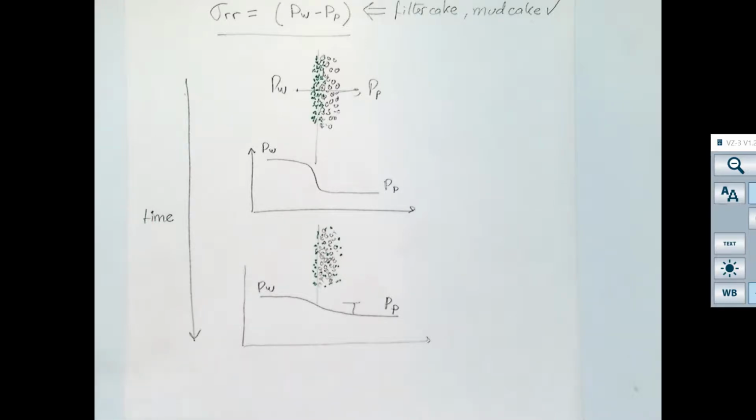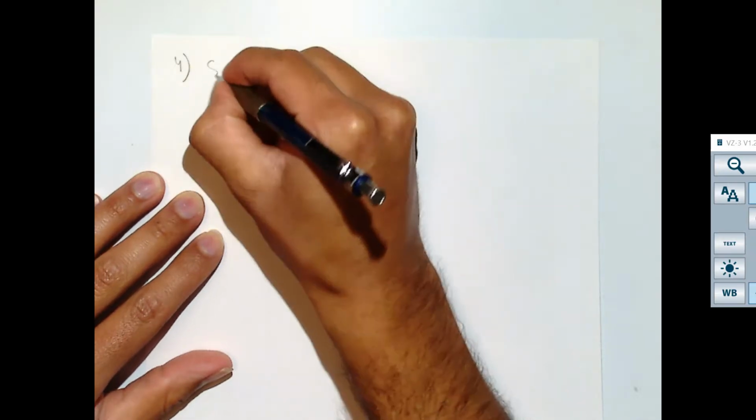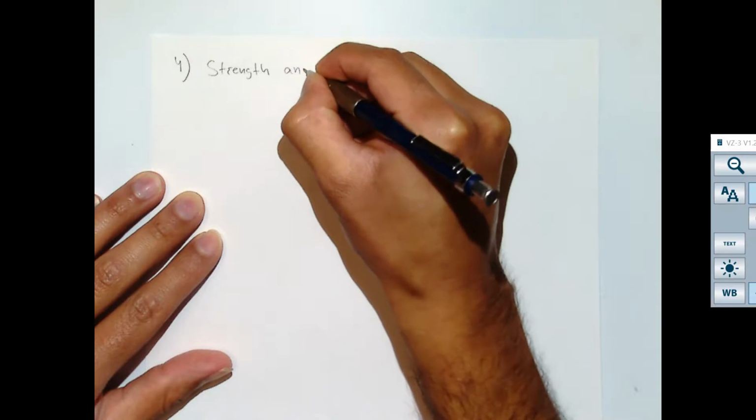All right. And the last one that we're going to see is stress, especially strength anisotropy.